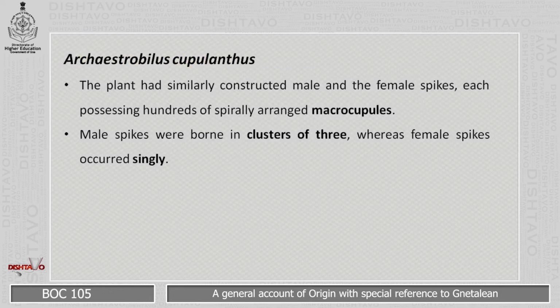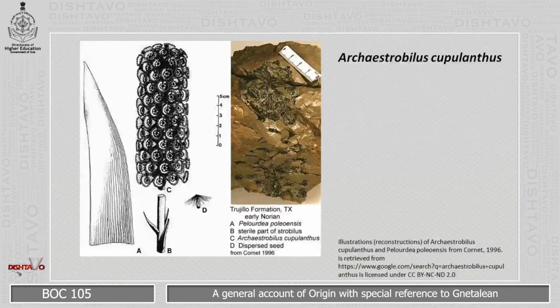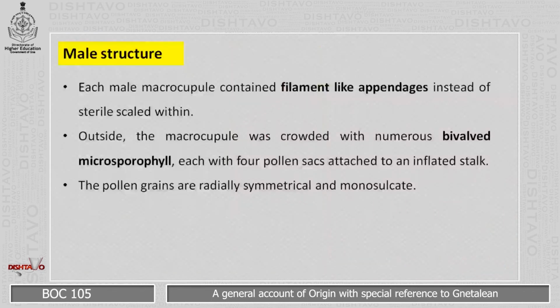The plant had similarly constructed male and female spikes, each possessing hundreds of spirally arranged macrocupules. Male spikes were borne in clusters of 3, whereas female spikes occurred singly. Here we can see the picture of Archaeostrobilus cupulanthus that is showing the reproductive structure as well as the fossil record. Now let us study the characters of the male structure.